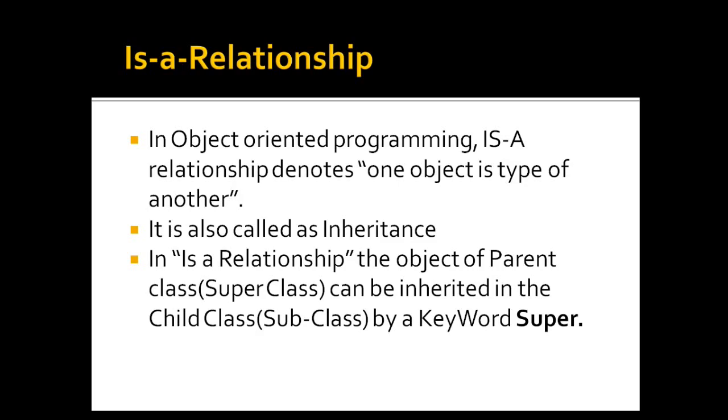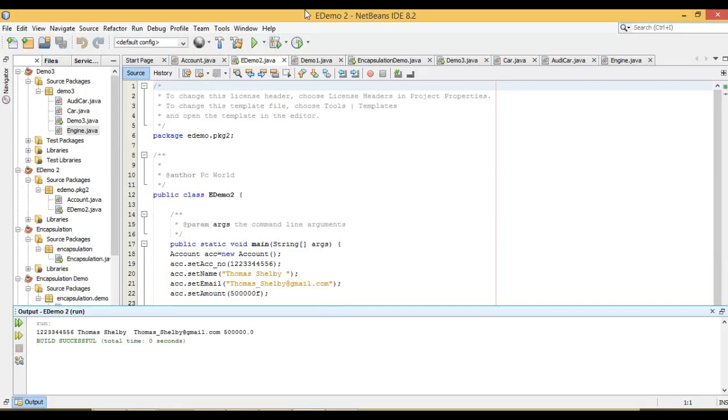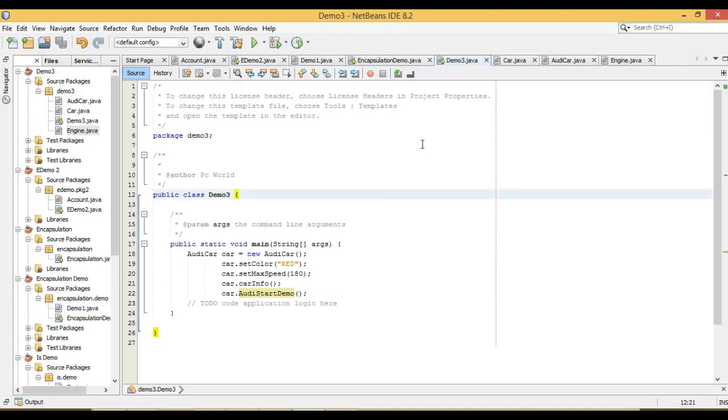So the is a relationship is inheritance, and we can achieve it by applying the extends keyword with the class name, for example, class A extends class B. So there's an is a relationship, and we can have the properties of the parent class in that class. For example, a Dell is a laptop, a car is a vehicle.